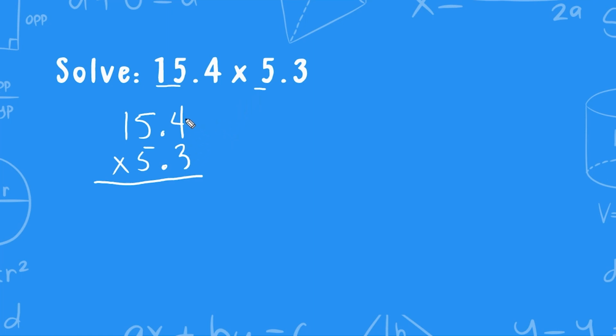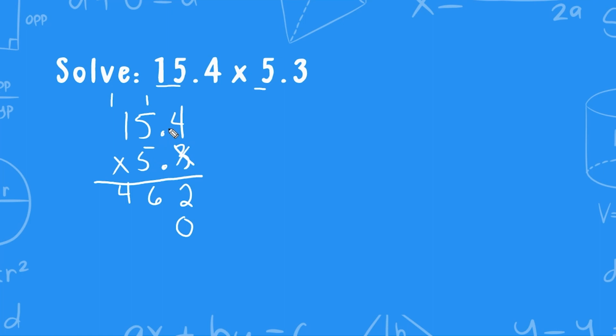So first we take 3 times 4, which is 12, and we carry the 1. 3 times 5 is 15, plus 1 is 16, and we carry the 1 once again. 3 times 1 is 3, plus 1 is 4. Now we put a 0 underneath this place value just to signify that we have completed multiplying that place value.